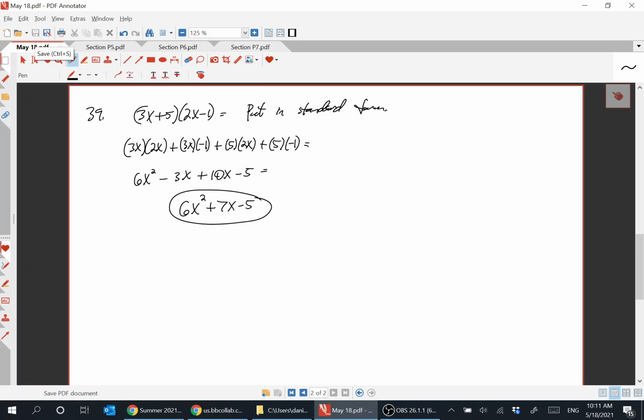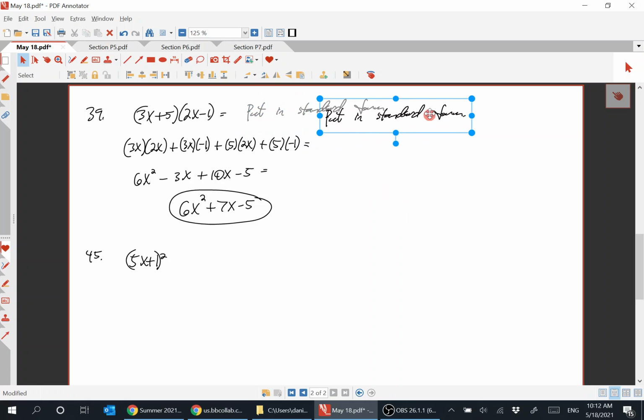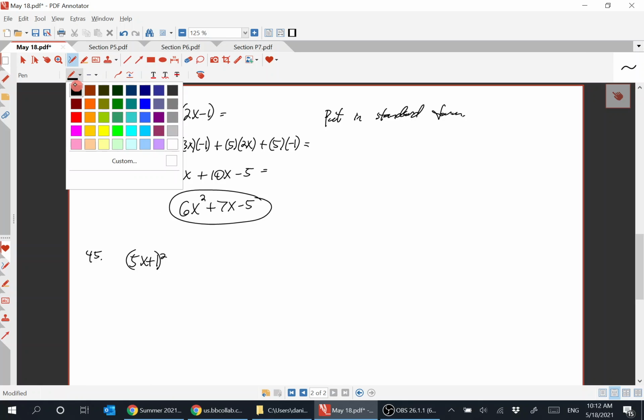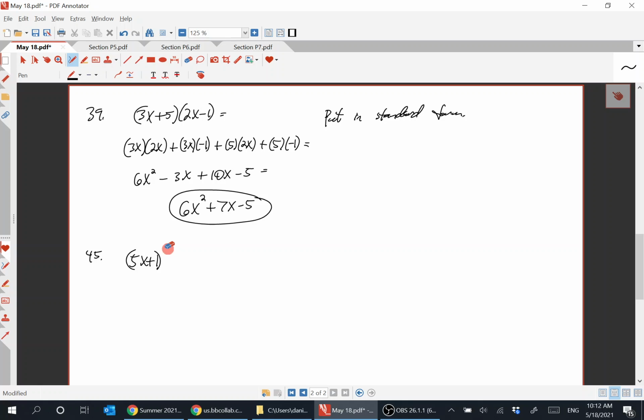Okay. So it's 39, 45. 45, we've got one of these exponents. So (5x plus 1) squared. Again, put it in standard form. So a sum of monomials, where the power of x in each monomial is different. This is a sum of monomials, right? But the power of x is the same in these two terms. So we really should combine them.